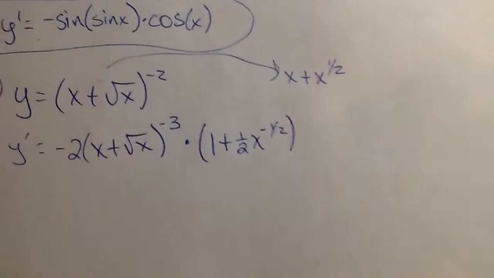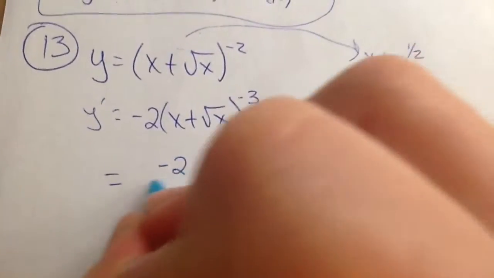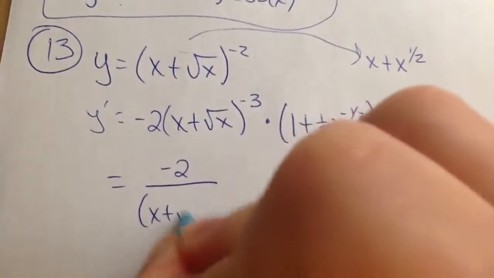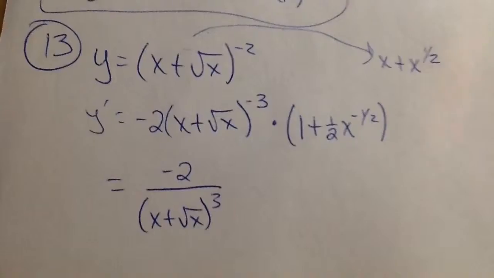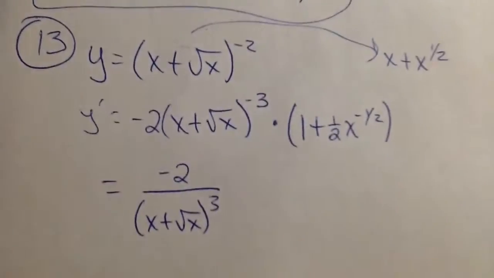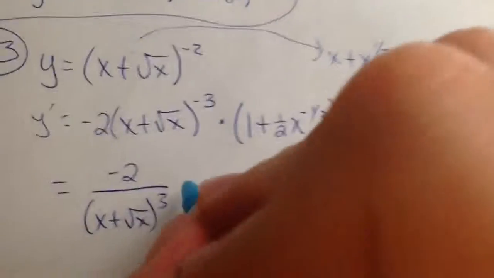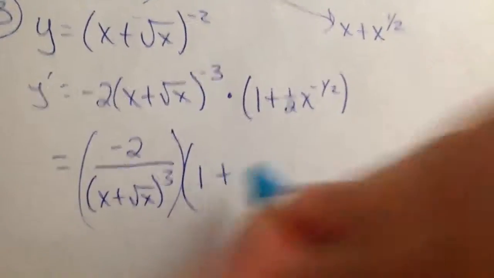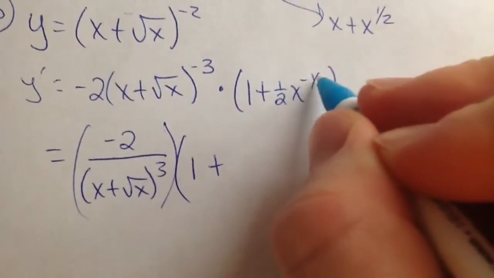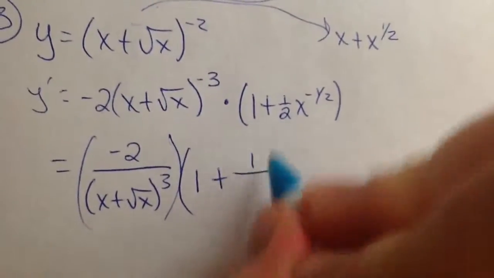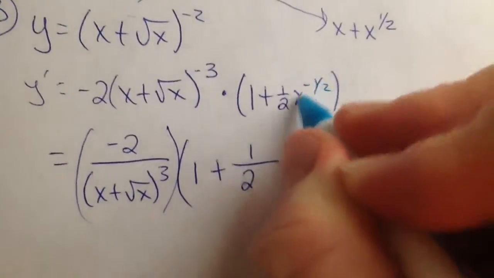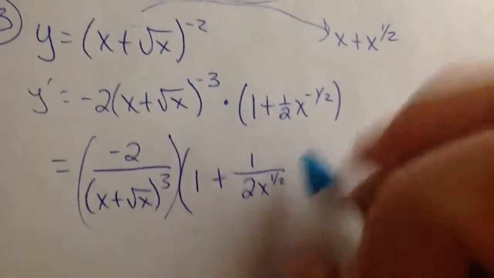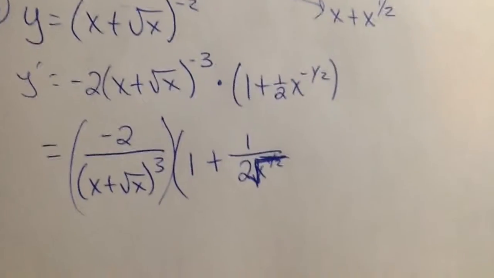And then we should just rewrite it with no negative exponents. So that's negative third power, so I'm going to move that down below, so I'm going to have negative 2 over x plus the square root of x to the third. Well, and then it was times this, so I guess I could put it all in parentheses. 1 plus 1/2, the x to the negative 1/2 was on top, it moves to the bottom. So I can write it like that, or you can put square root of x to be consistent.